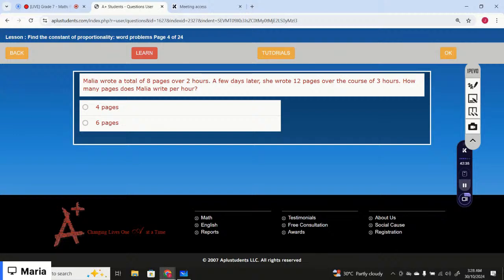The correct option is option number one. Very good. That is 4 pages. So the correct option is option number one, 4 pages it is.